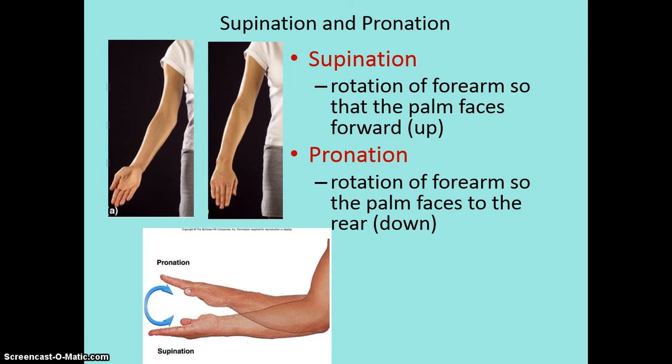Supination and pronation are a form of rotation, and they're specific to the forearm. Supination is when you rotate your forearm such that the palms face forward, or you can bend at the elbow, so with supination the palms would face up. Pronation is when you rotate the forearm such that the palms face back or posteriorly, or if you have your elbow flexed, it's when your palms face down to the ground.